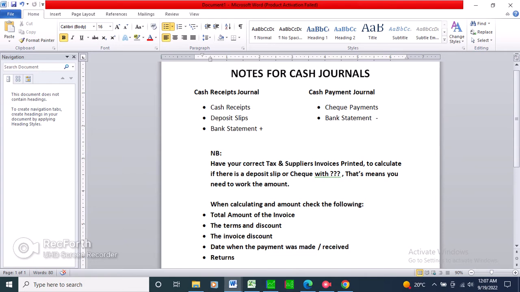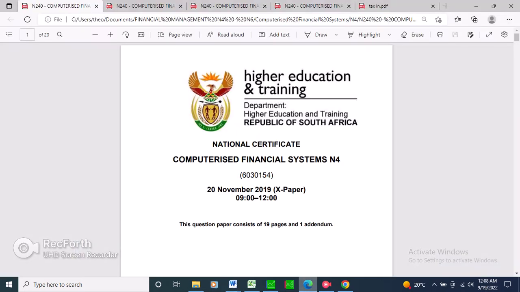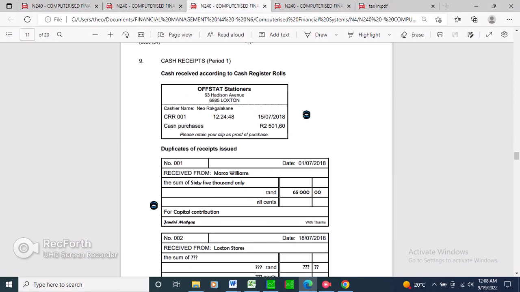I'm going to start with your CRJ, which is your cash receipt journal. When you're processing your cash receipt journal, there are three things you need to pay attention to: your cash receipts, your deposit slip, and your bank statement. Let me start with your cash receipts, the one that's highlighted. Let me show you. This is our cash receipts. As you can see, you need to pay attention to these things.